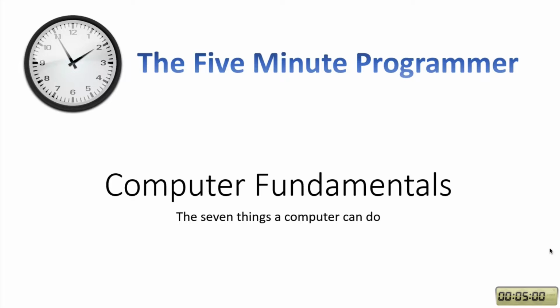Today we're going to talk about the 7 things that a computer can do. And we will start our timer. Now when I say 7 things a computer can do, that doesn't mean that these are the only things a computer can do, but it's the 7 fundamental things that a computer can do that all programs are built upon. If you learn these 7 things, it's very easy to go to different languages and write great programs. So let's get right to it.